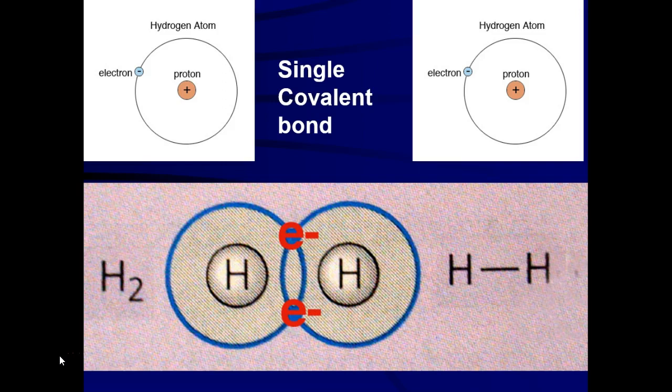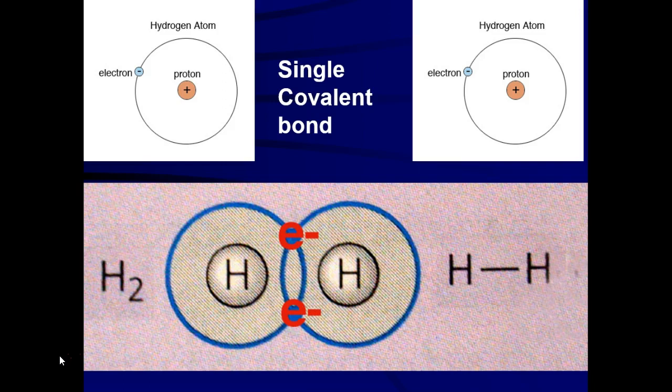Now, there's a couple ways to represent this. You'll notice on the bottom of the graphic, we have H2. You'll notice we have a little diagram. And you also notice on the right-hand side, we have two H's separated by a single dash. That single dash tells us that that is indeed a single covalent bond.